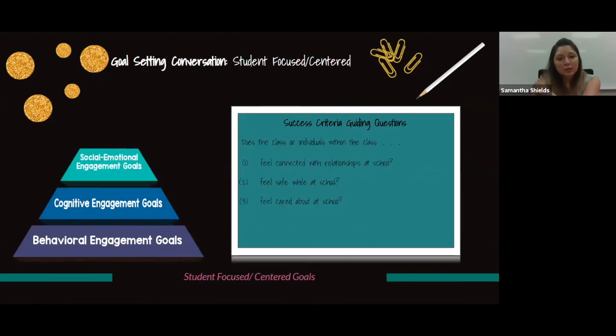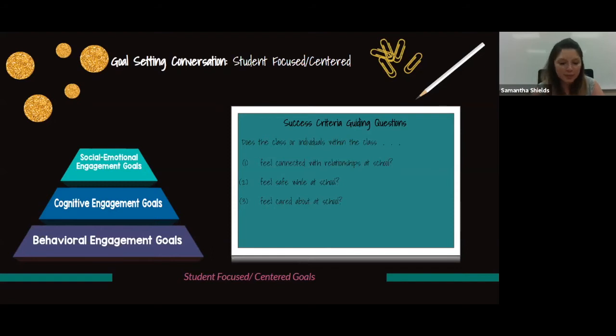Social emotional engagement goals, I've also heard these referred to as emotional goals or affective goals. So this one's not necessarily during a certain time. This is just your class. Does the class or individuals within the class feel connected with and have relationships at school? Do they feel safe while at school? And do they feel cared about at school? Do they feel like they belong? Because if a kid is not emotionally engaged, they may not be able to be fully invested in that learning process. And so do we need to do some work with some students in that area to help them be successful?